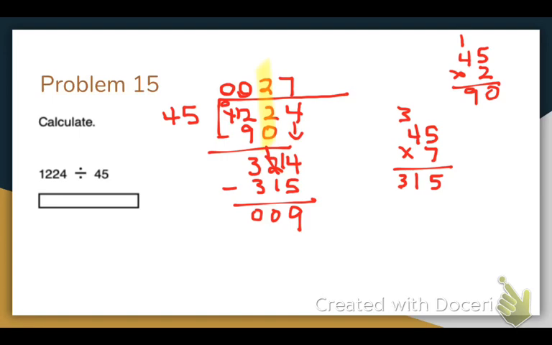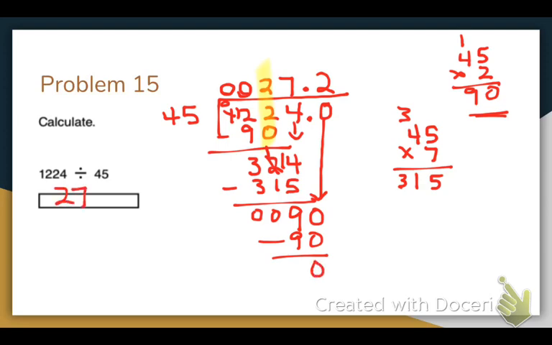9 is smaller than 45. Again, I can add a 0, but the first thing that I need to do is that decimal. Now I can add a 0 and bring it down. Okay, and 45 will go in to 90 twice. So the correct answer here is 27.2. Don't forget to fill in your data sheet.